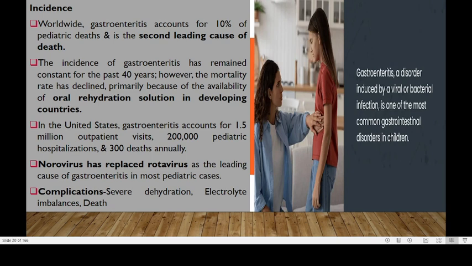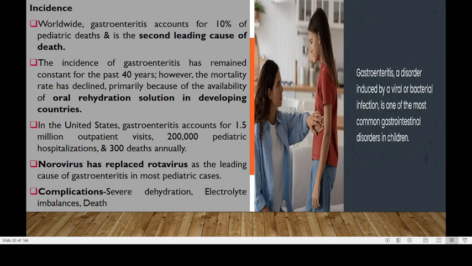Worldwide, gastroenteritis accounts for about 10% of pediatric deaths, and it is the second leading cause of death. Incidence of gastroenteritis has remained constant for the past 40 years. However, mortality rate has declined primarily because of the availability of oral rehydration solution in developing countries. In the United States, gastroenteritis accounts for about 1.5 million outpatient visits, 200,000 pediatric hospitalizations, and 300 deaths annually.